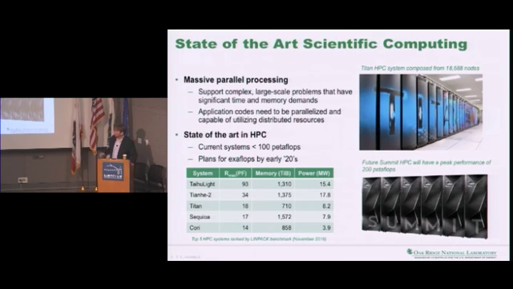Now you can see here a list of the top 5 supercomputing systems in the world right now, at least as of November. Two Chinese systems, Taihu Light and Tianhe-2, top the list.